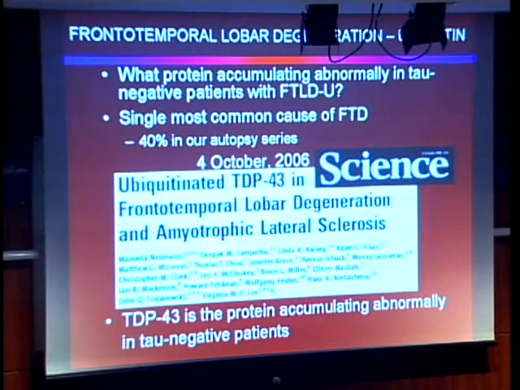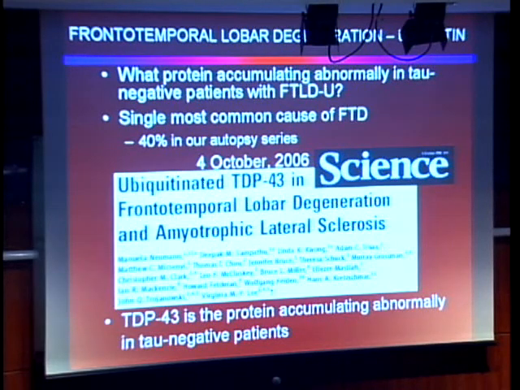And what we found, and when I say we, it's really Virginia Lee's lab here at the University of Pennsylvania, identified this past fall this protein TDP43, and this has caused a huge amount of excitement in the scientific community because now we have a new diagnosis, we have a new target for drug therapy. And this is extraordinarily important. And this TDP43 protein is accumulating abnormally in the brains of individuals with FTD.